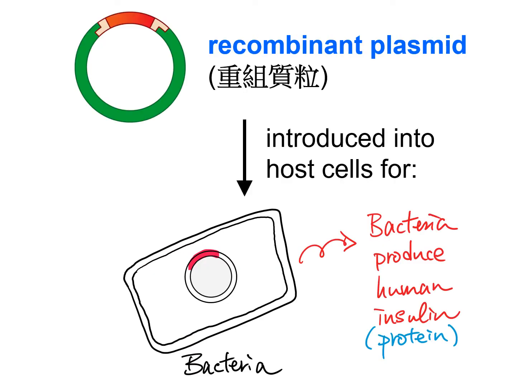The recombinant plasmid, which now carries the insulin gene, a new human insulin gene, will now be introduced back into the host cells, such as the bacteria. If the bacteria contain the human insulin gene, they will produce human insulin, which is a protein. And this gives the bacteria a new character. The bacteria now giving human insulin is also good. It provides a mass production of insulin to all the diabetic patients in the human population.